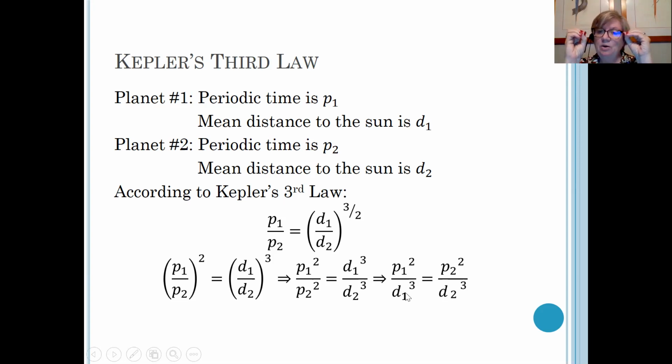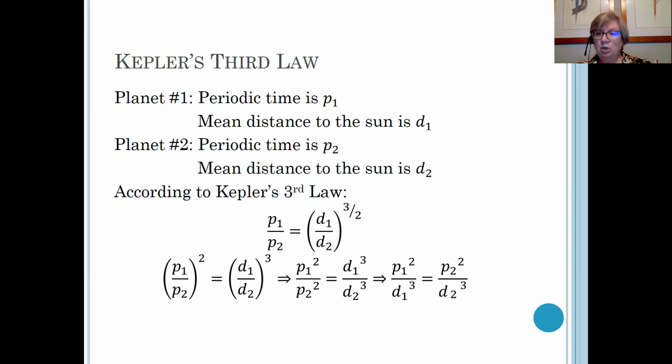So for every single planet, we've got this ratio. For every single planet, the square of its orbit time over the cube of its mean distance is the same. And in your homework, you've got a table with data that I got from the NASA website. It's got this information from different planets. And for Earth, we use 1. The periodic time for Earth is 1 year.